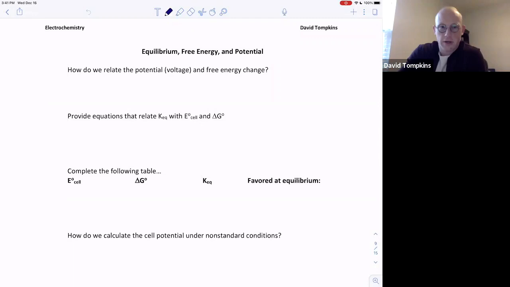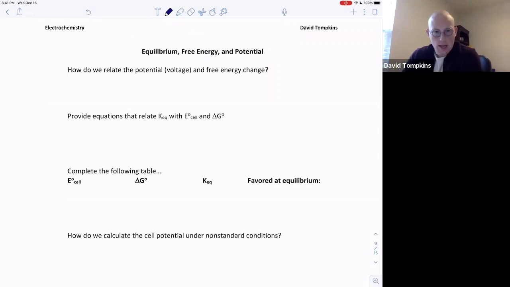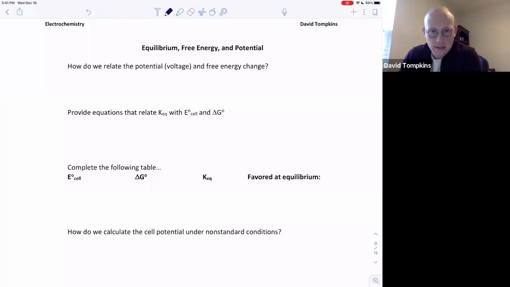Okay, so in this video, we're going to talk about how equilibrium, free energy, and the chemical potential can be related for an electrochemistry reaction. So there are some central equations that relate these various mathematical parameters, and we'll start by defining those.